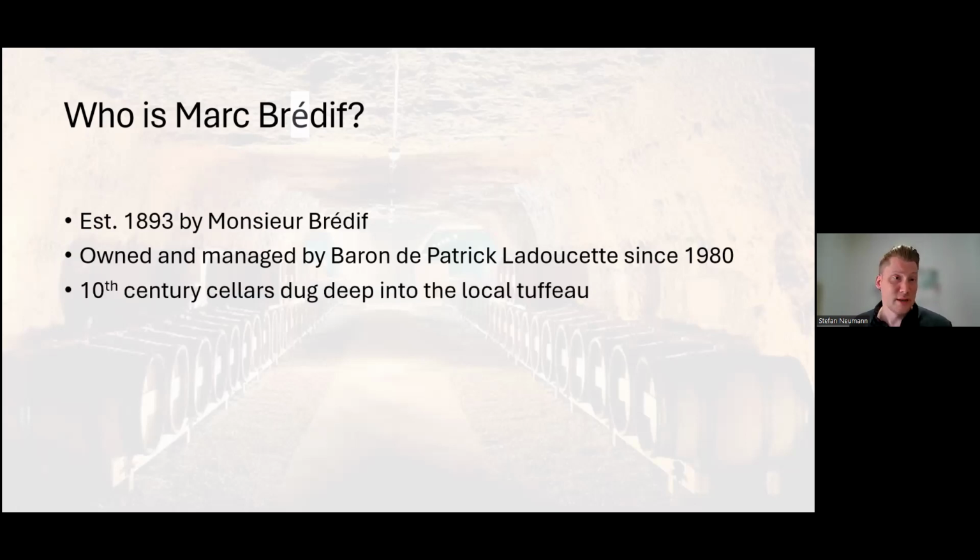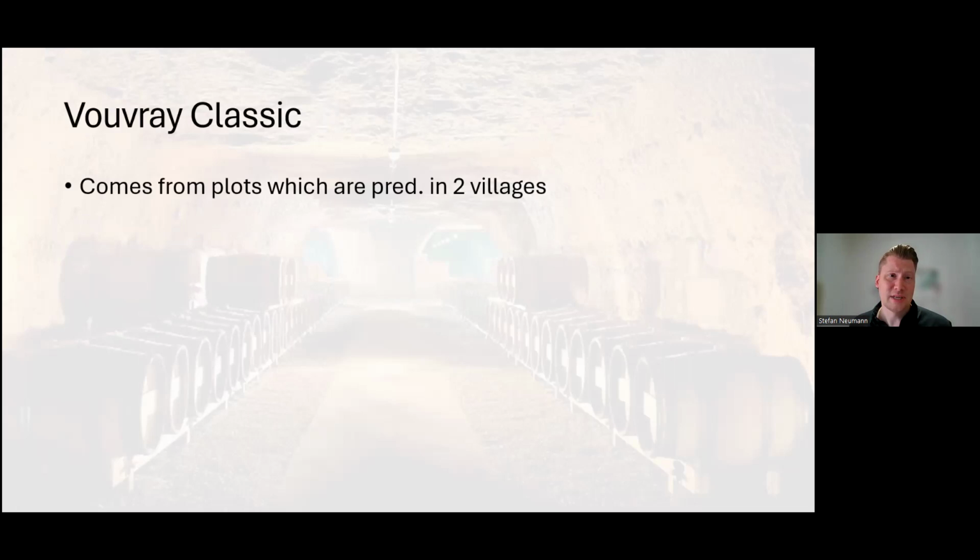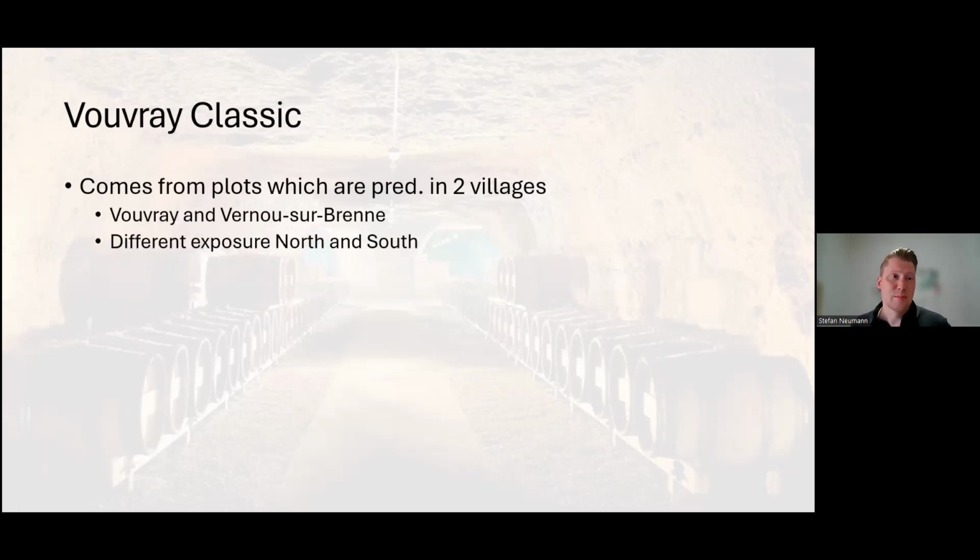10th century old cellar, or from the 10th century, quite active in this local tuffeau, the different styles of Vouvray as well. Okay, coming now to the main one which you have. This comes from specifically two villages, which are Vouvray and Vernou-sur-Brenne. But Vouvray here, the name of the appellation, but as well the name of the town. There are different exposures north to south.